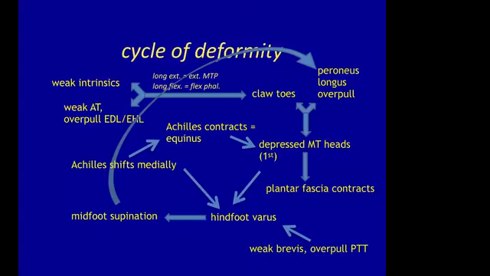Now, the Achilles contracture coupled with a weak tibialis anterior will lead to depressed metatarsal heads, which will lead to contracture of the plantar fascia, and then this will lead to hindfoot varus. So you can see it's really a cycle of deformity where you have various muscles which are weak and various muscles which are strong. Not all of them are the same.